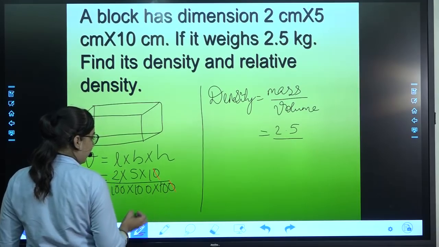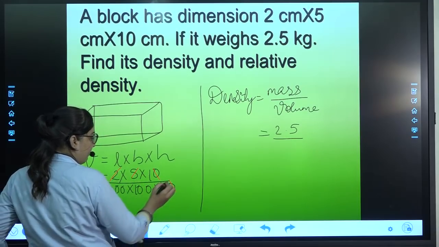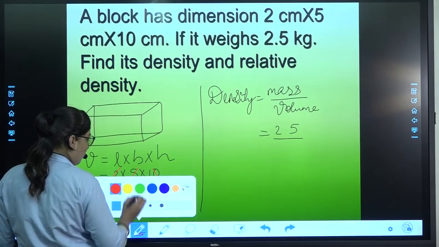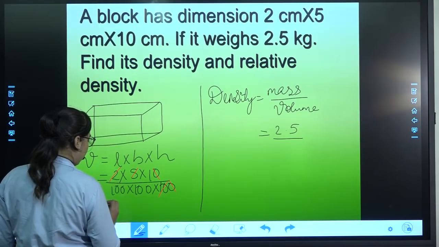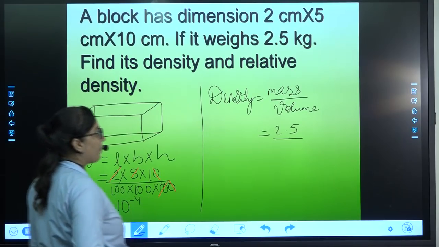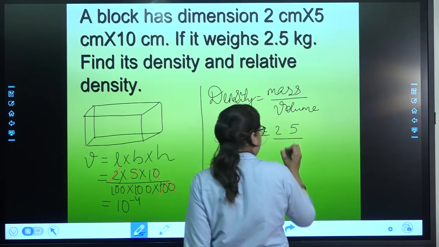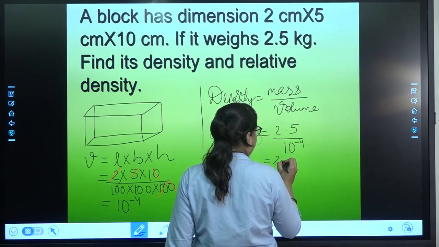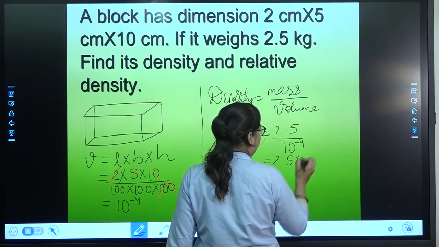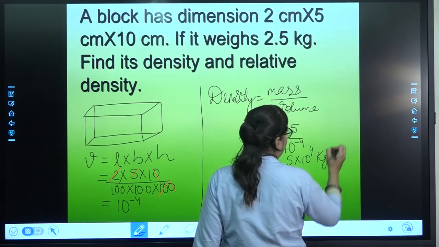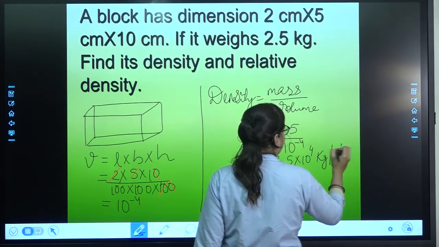Then 0, 0 will get cancelled out. 5 2s are 10 and one more 10 will get cancelled out. So here we are remaining with 4 zeros in the denominator, which comes up to 10 raised to minus 4. So here the volume is 10 raised to minus 4. So you get the density as 2.5 into 10 raised to plus 4 kilogram per meter cube.